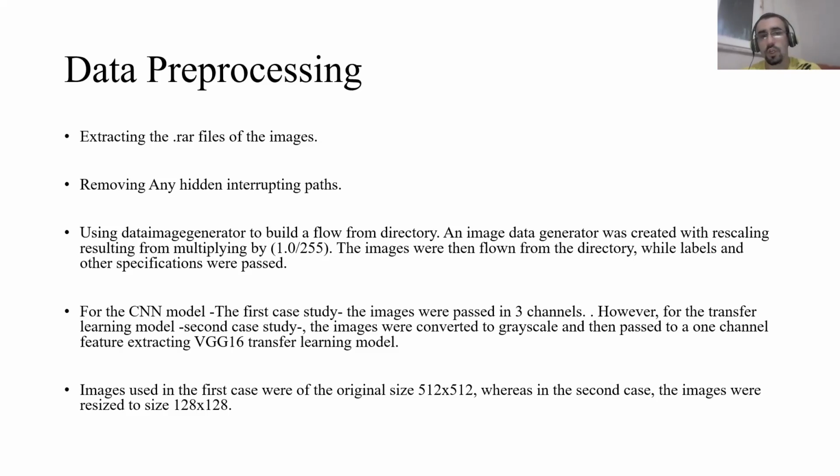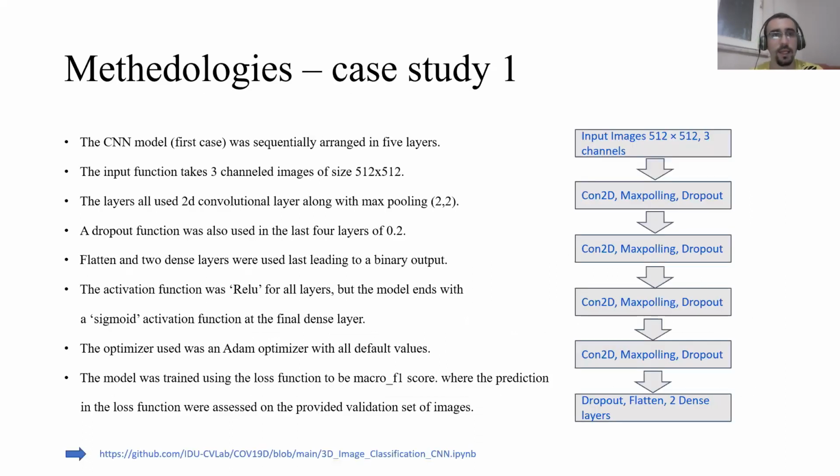For the convolution neural network module, the first case study, the images were passed in 3 channels, for example. For the transfer learning, the second case study, the images were converted to grayscale and then passed to a 1-channel feature extracting VGG transfer learning module. Images in the first case study were kept at 512 by 512 size, whereas in the second case study, the images were resized to 128 by 128 so that it's less computationally expensive. Okay, that's pre-processing the data.